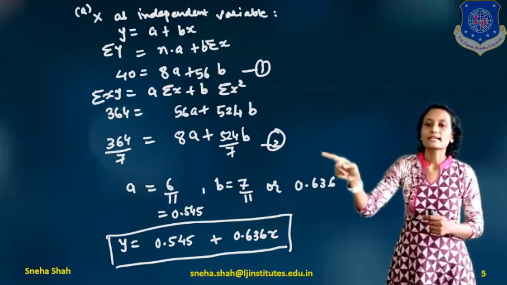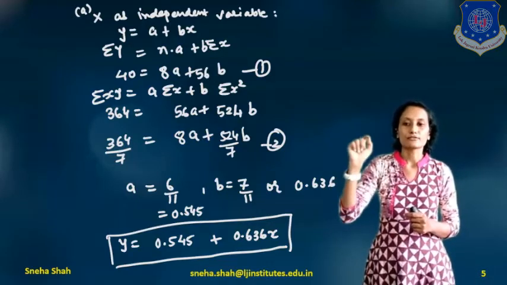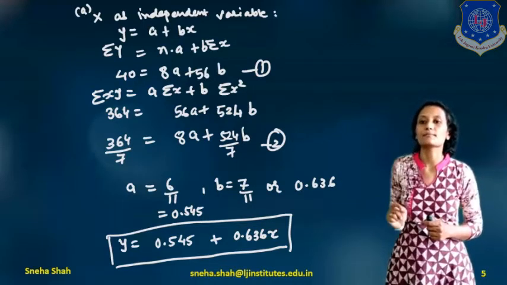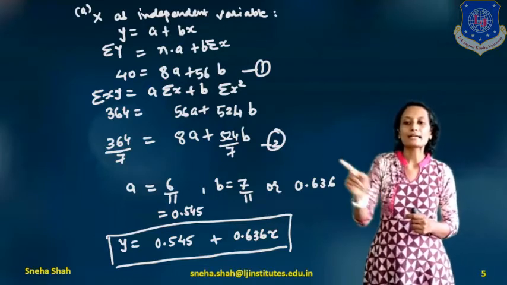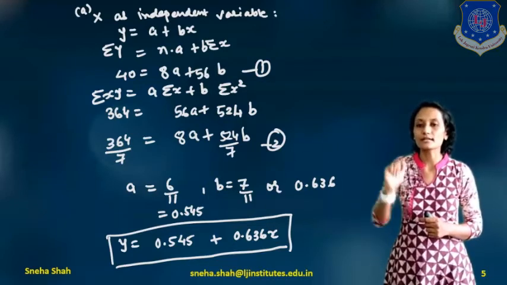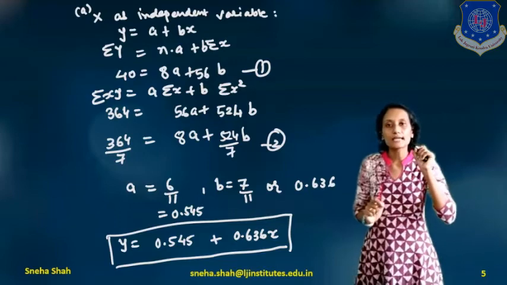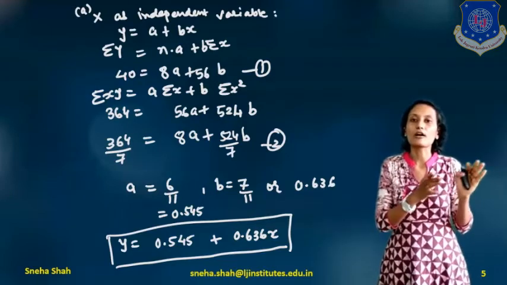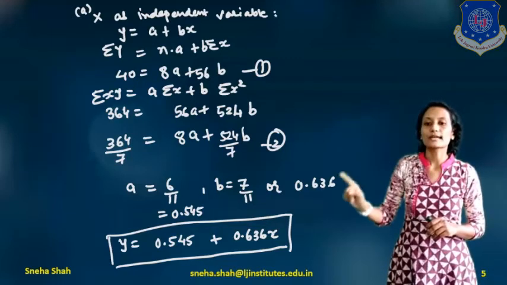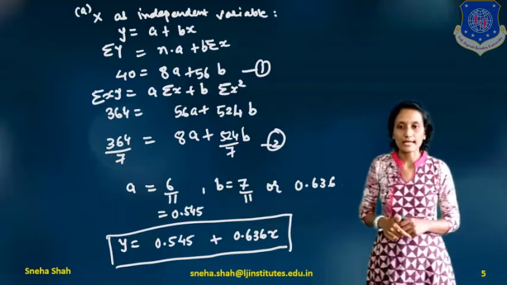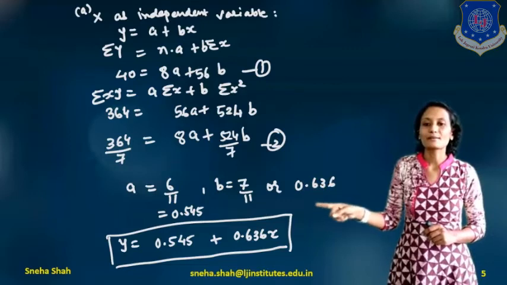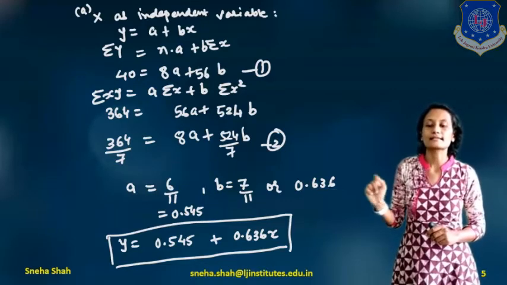So from this we will find the value of a. If I am dividing this equation by 7, it will give the term 8a. And from equation number 1 we can say that here also the term will be 8a. So 8a will be cancelled out, and it will give the answer of b. By solving these two equations, equation number 1 and 2, we can find the value of a equals 6 by 11 equals 0.545 and the value of b equals 7 by 11 as 0.636.